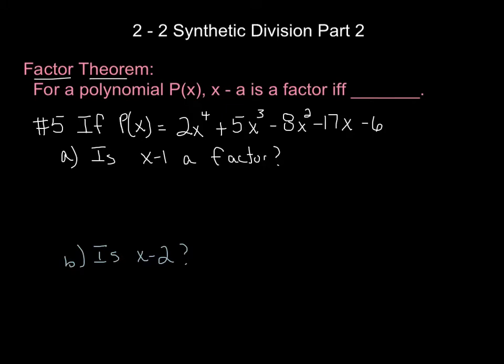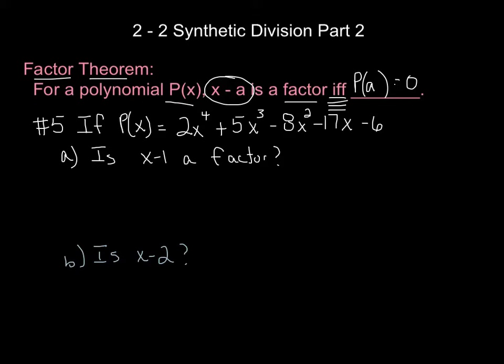The factor theorem says that for any polynomial p of x, x minus some constant a is a factor if and only if, if and only if, it's a factor when you plug in a directly and you get 0 for a remainder. Whatever it is, you get 0 for a remainder. So let's test out the factor theorem.